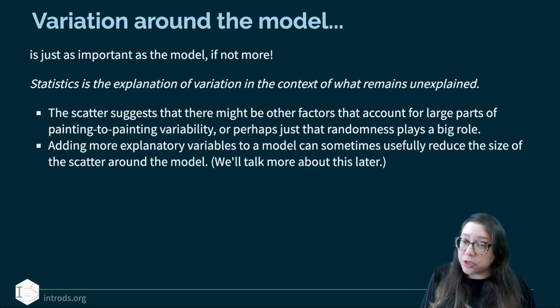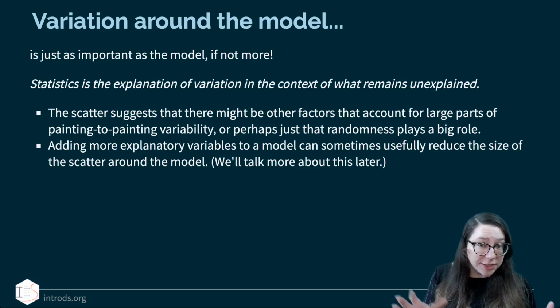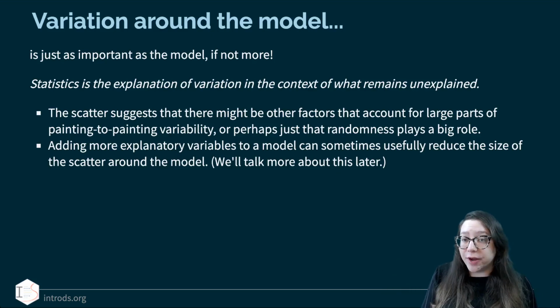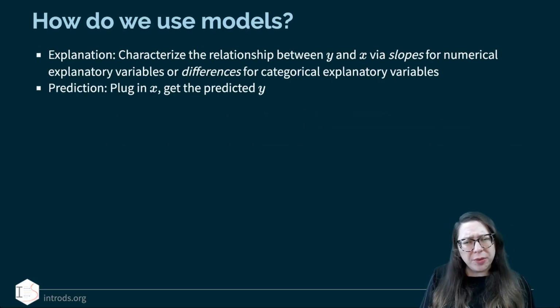Adding more explanatory variables to a model can sometimes usefully reduce the size of the scatter around the model. And we're going to talk more about this later when we look at models with multiple predictors. So if the scatter can be accounted for by other factors, then as we add more variables to our model, that scatter of the residuals is going to shrink. But if it's not, and it's just randomness, then perhaps it's not going to shrink as you add more variables to your model.